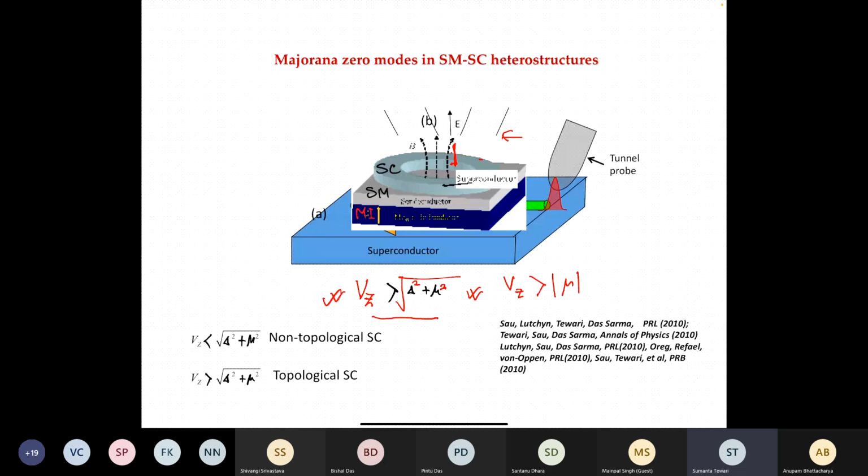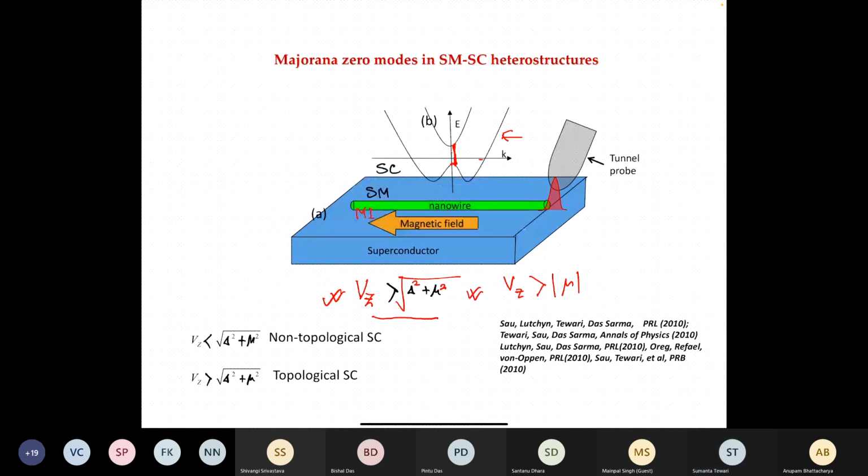So Vz less than mod mu means you are stuck with a pair of Fermi surfaces. Vz less than mod mu means this is the situation. Then this system is non-topological. Vz greater than mod mu means the chemical potential is over here. Vz is the gap. Remember, Vz is the gap. So that's the topological superconductor. All right.